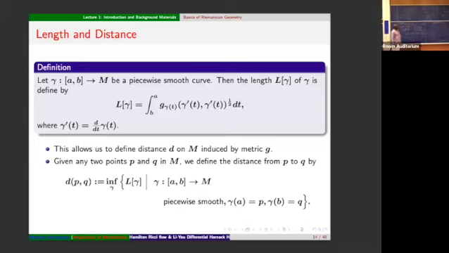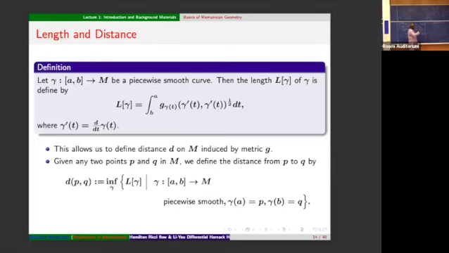Let's say you have a piecewise smooth curve on the interval [a, b] into M. We are using the Riemannian metric now to define this. You have a Riemannian manifold M, and an interval from a to b. Then you have a curve on that interval, which is piecewise smooth. Piecewise smoothness is okay.